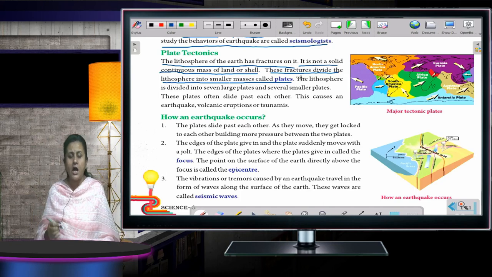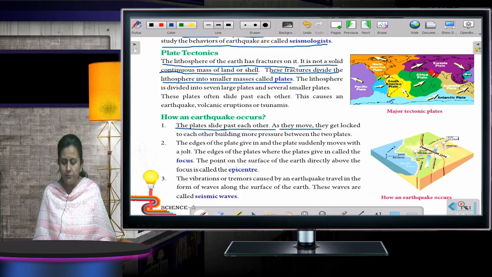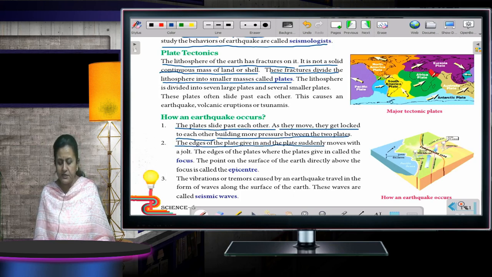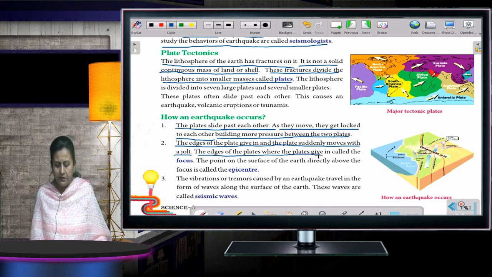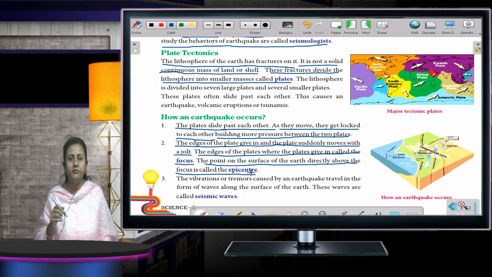Now, how does an earthquake occur? The plates slide past each other. As they move, they get locked to each other, building more pressure between two plates. The edges of the plates give in and the plate suddenly moves with a jolt. The point where the plates give in is called the focus. The point on the surface of the earth directly above the focus is called the epicenter. Wherever the epicenter of the earthquake is, there is a lot of loss of property and life.